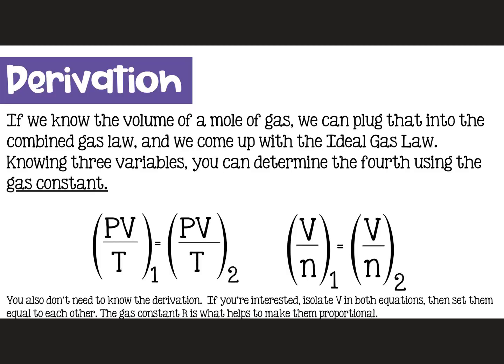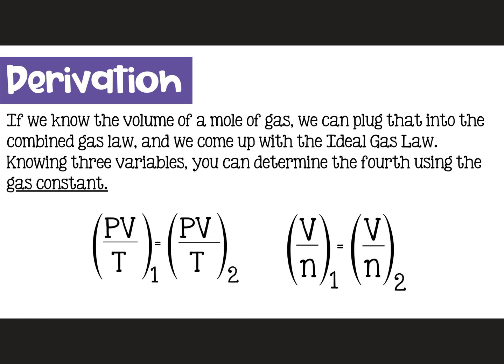This means that if we know the volume of a mole of gas, we can plug that into the combined gas law and come up with the ideal gas law. Knowing 3 variables, you can determine the 4th using the gas constant. Don't worry about the derivation. You can do it if you would like, but we're just going to use the ideal gas law from now on.